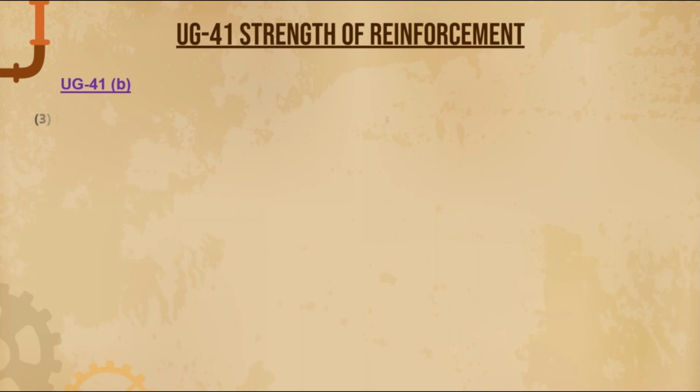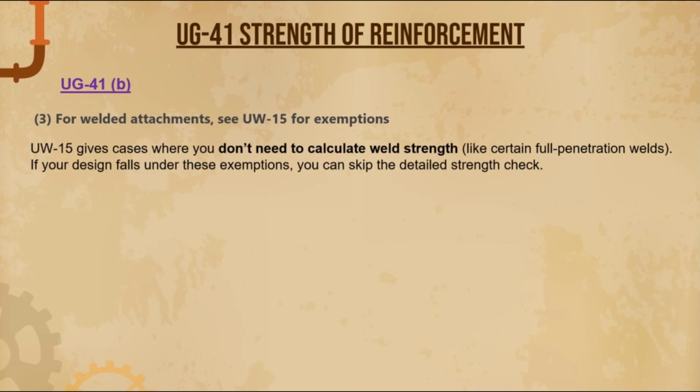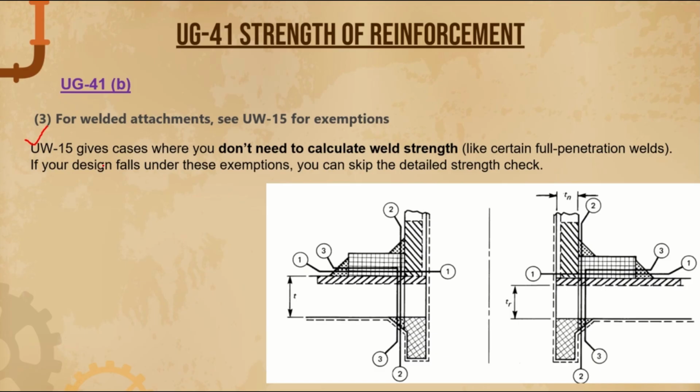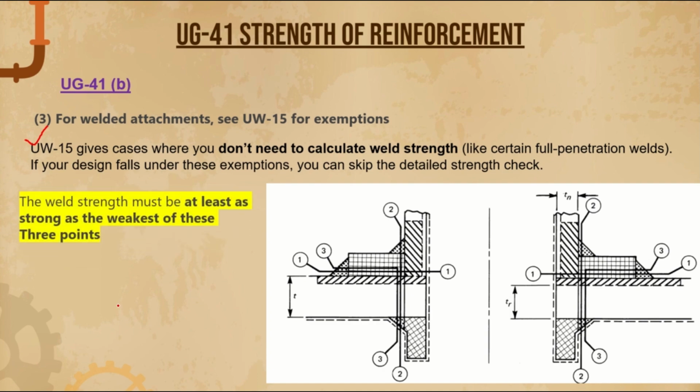And the third point is for weld attachments, see UW-15 for exemptions. UW-15 gives cases where you don't need to calculate weld strength. If your design falls under these exemptions, you can skip the detailed strength check, guys. If you satisfy UW-15, no need to calculate the weld strength formulas which we saw in the earlier slides. If it does not satisfy this condition, then we need to satisfy the above two conditions. That means the weld strength must be at least as strong as the weakest of the above 2 points. By these 3 points, we can ensure the weld is never a weak point in the load path.